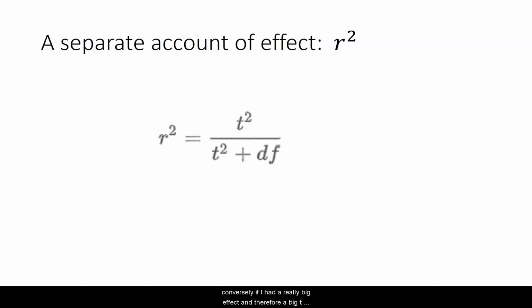Conversely, if I had a really big effect, and therefore a big t, and a small sample size, the value of r squared would be very large. We'll have two examples of this later. I think it'll be very clear. It's not terribly involved at all.